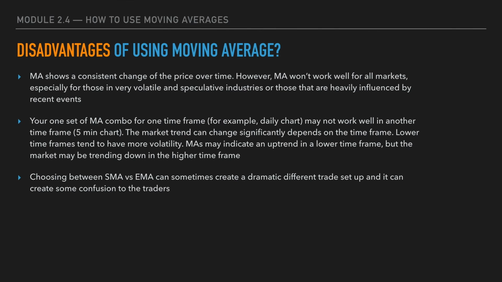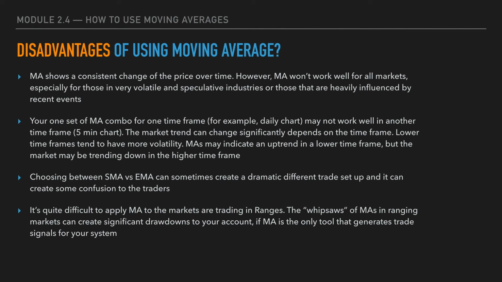Third, choosing between simple moving average and exponential moving average can sometimes create dramatically different trade setups, and it may create some confusion for new traders. Next, it's quite difficult to apply moving averages to markets that are trending in ranges. The whipsaws, or the ups and downs, of moving averages in a ranging market can create some significant drawdowns to your account if you purely depend on moving averages to generate trade signals.